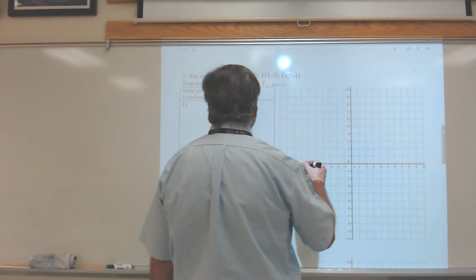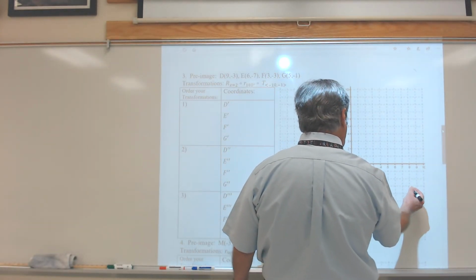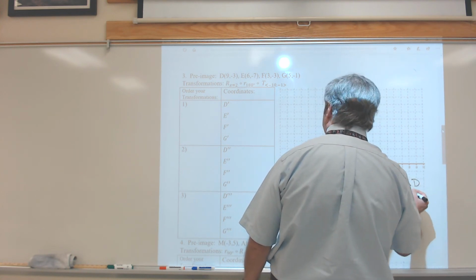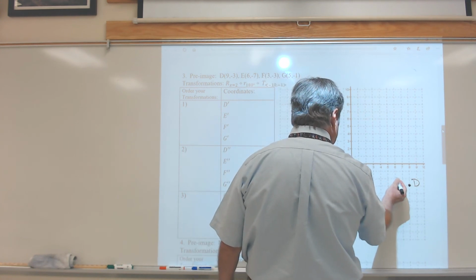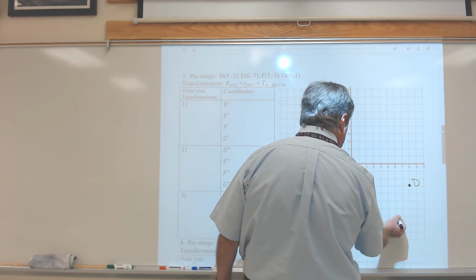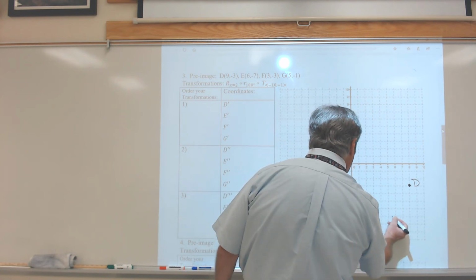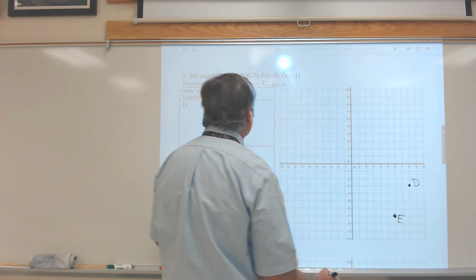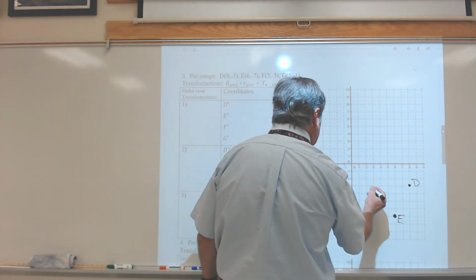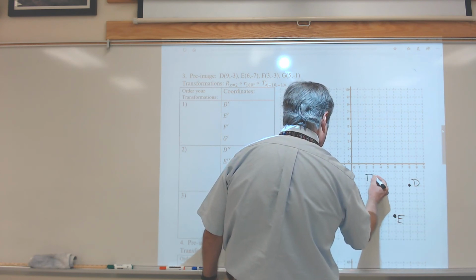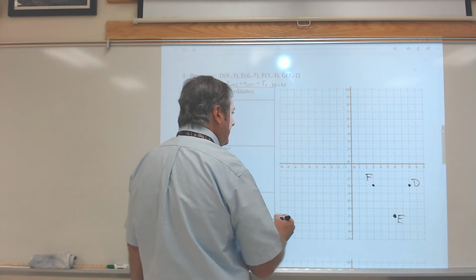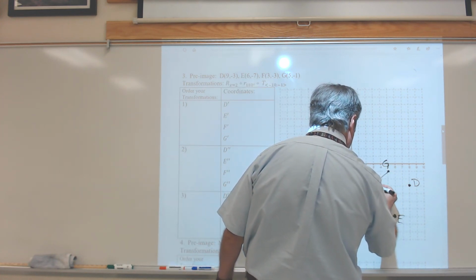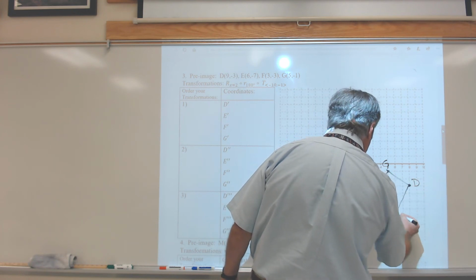Okay, so let's plot these points. 9, negative 3 would be right here, and that's point D. E is 6, negative 7. 1, 2, 3, 4, 5, 6, 7. Yep. All right, that was E. All right, F is at 3, negative 3. And point G is at 5, negative 1. All right, here is our pre-image.